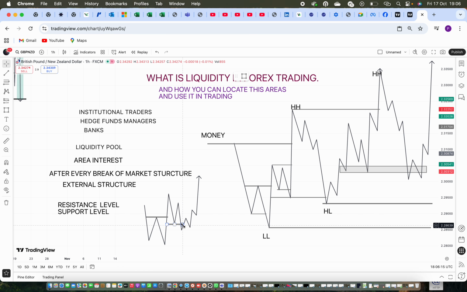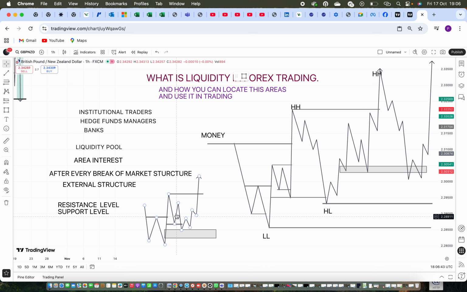And sometimes, if you notice around this level, you may find a breaker block or a fair value gap around this level that pushes this price to the upside. Wait for price to take out this low that is created. Price will go, say price is buying, but 90% of the time the price will not take out this high, which is the external structure high.